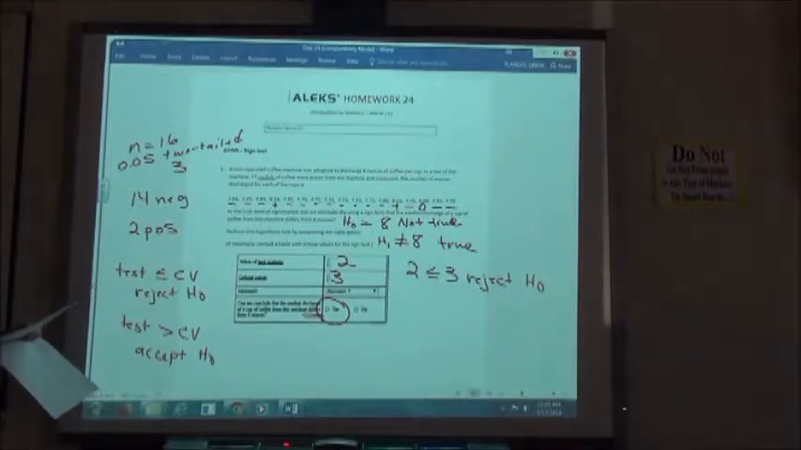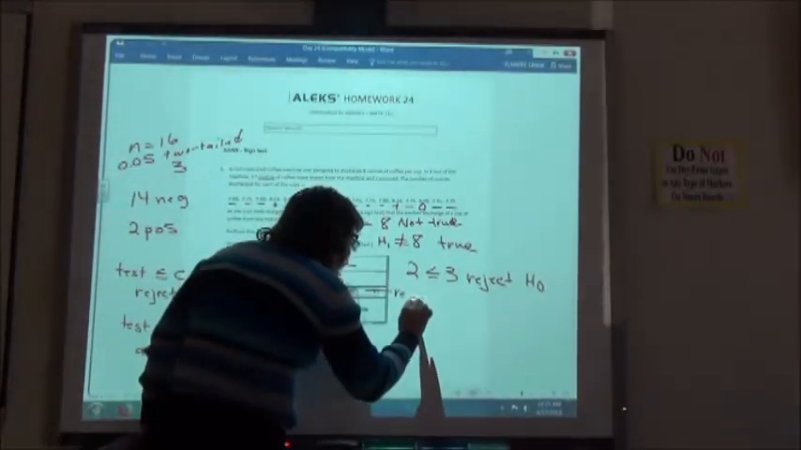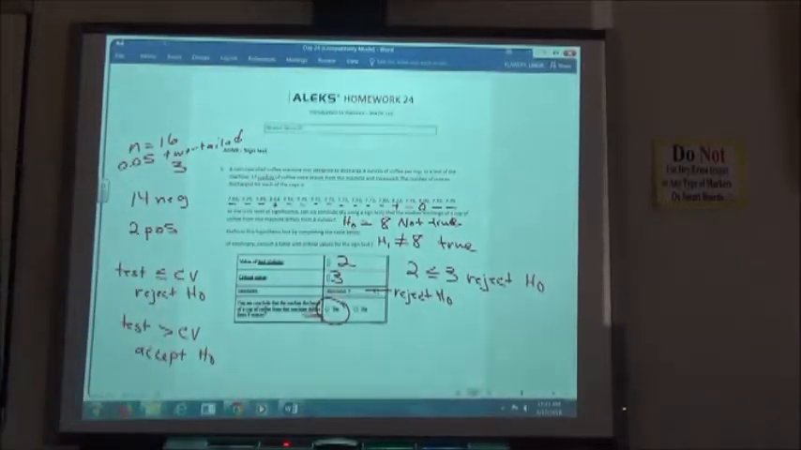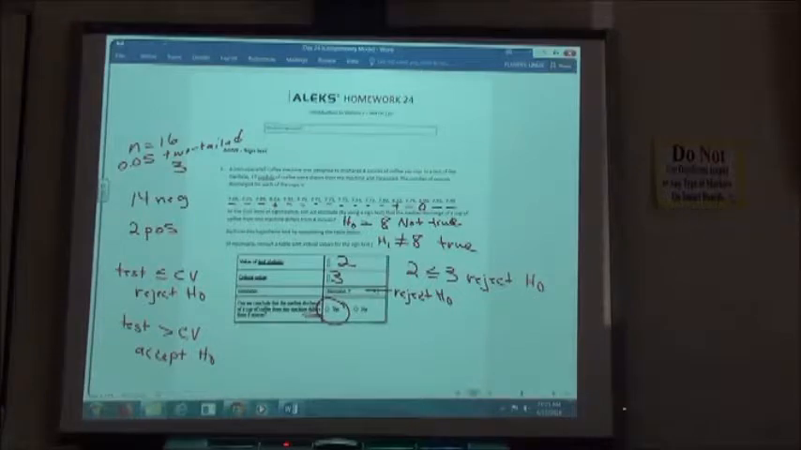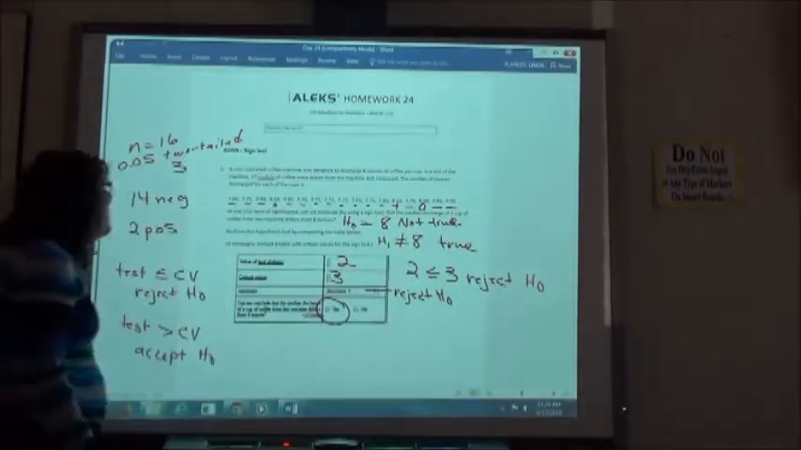Whoops, I skipped the decision. My decision here, in the drop down, is that we're going to reject the null. It'll either say accept the null or reject the null. In this case, we're going to reject the null. And so does it differ? Yes, it does differ.